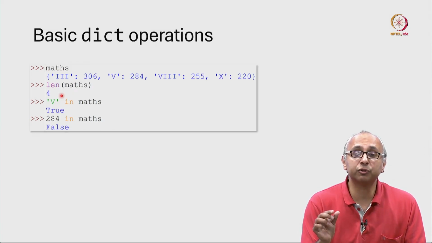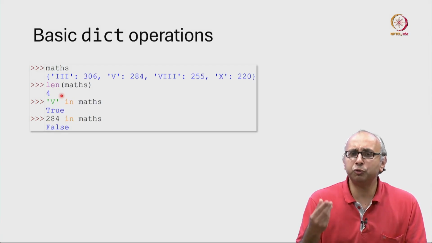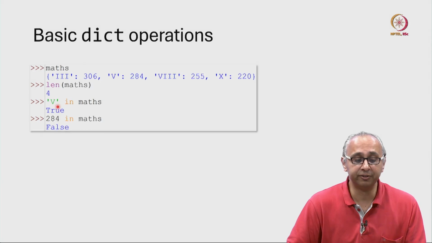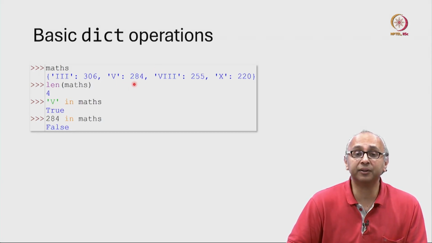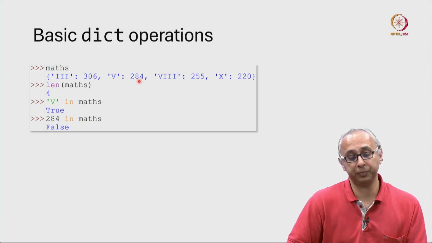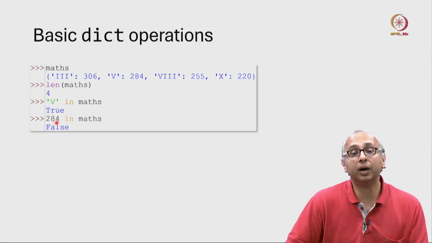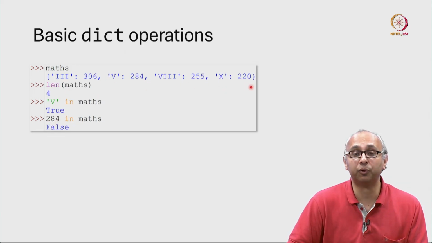I can search for a particular key in the dictionary. I could basically say, do you have a value associated with, in this case, Roman 5? And it will say true, because it has a key v which has an associated value. If I ask for the value, that we cannot search for. So this would actually be looking to see, is there a key 284 in here? And of course none of the keys are 284.